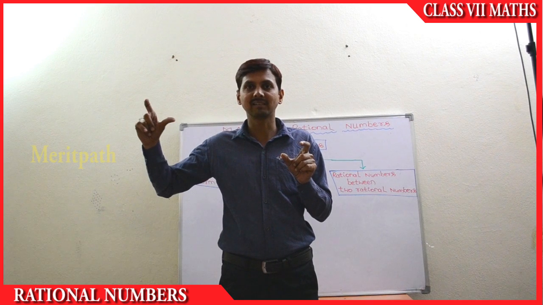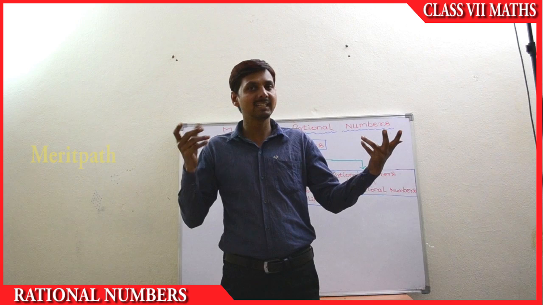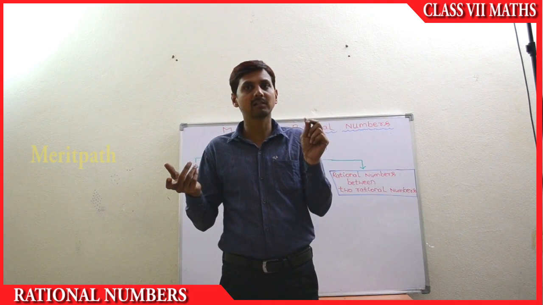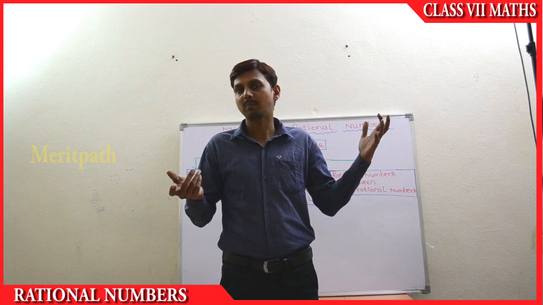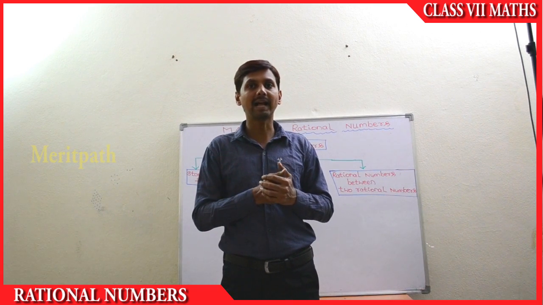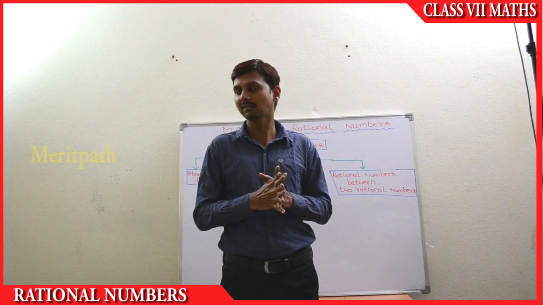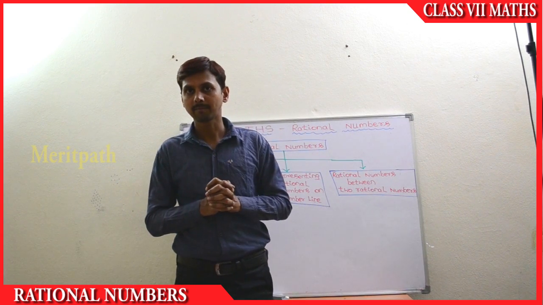1, 2, 3, 4, 5, 6 and so on. These are whole numbers, and we write the negatives of natural numbers: -1, -2, -3, -4, -5 and so on. Together, all these numbers are called integers.